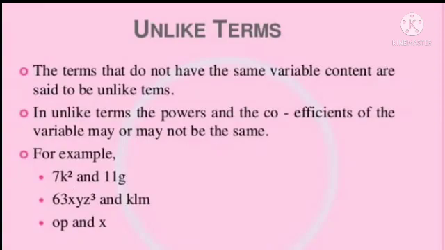Unlike terms. The terms that do not have the same variable content are said to be unlike terms. In unlike terms, the powers and the coefficients of the variables may or may not be the same. For example, 7k square and g, 63xyz cube and klm, op and x.